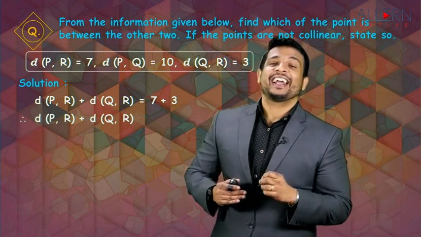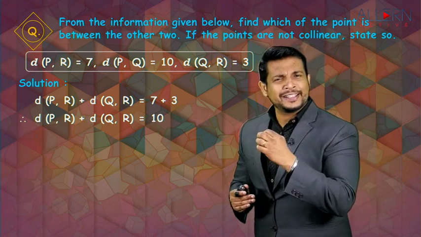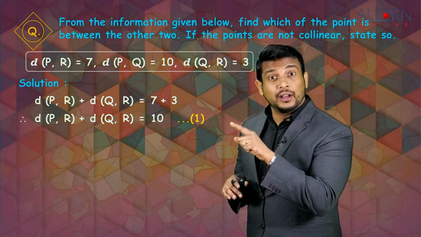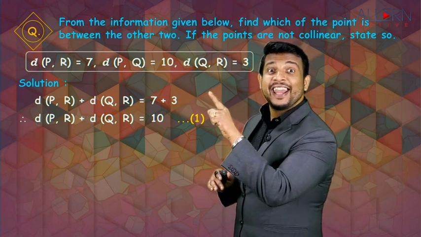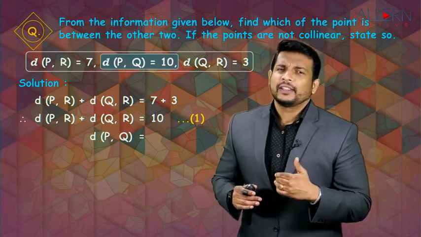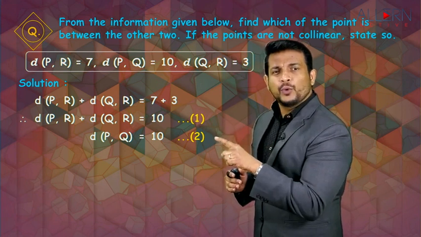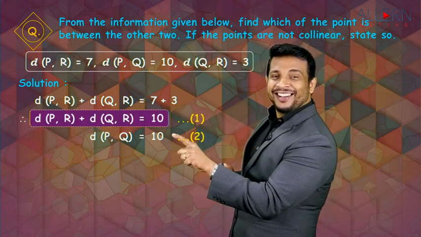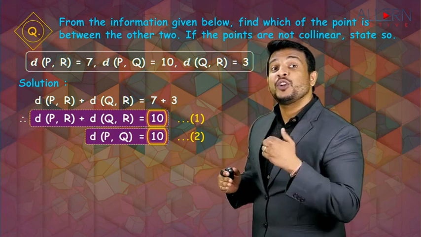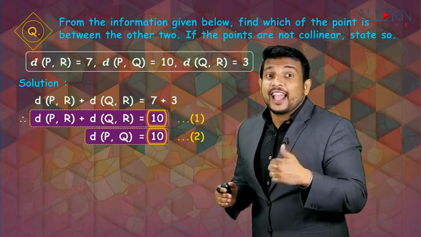That means distance between P and R plus distance between Q and R is equal to 10 units, and let's say that's our result number 1. And now we need to compare this with the distance which we have kept aside, the longest distance, which is nothing but distance between P and Q, that is 10. That's our result number 2. Observe result number 1 and result number 2. Are they equal? The values are equal. So that means yes, there is betweenness between these points. In other words, these points are collinear.